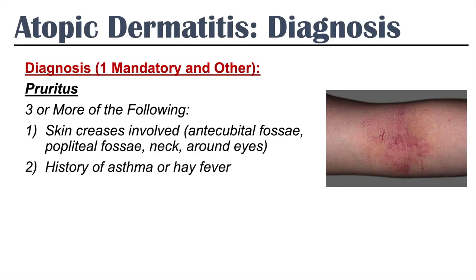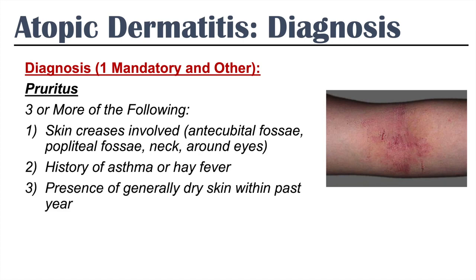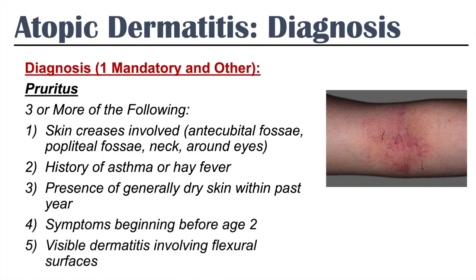Or we need a history of asthma or hay fever. This ties into the atopic triad. Or we need a presence of generally dry skin within the past year. And generally we need the symptoms to begin before the age of 2. And we need visible dermatitis involving flexural surfaces.